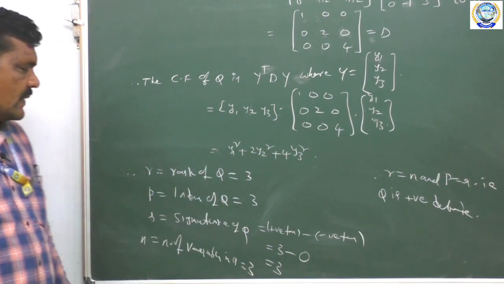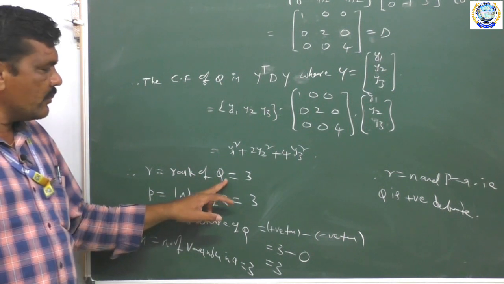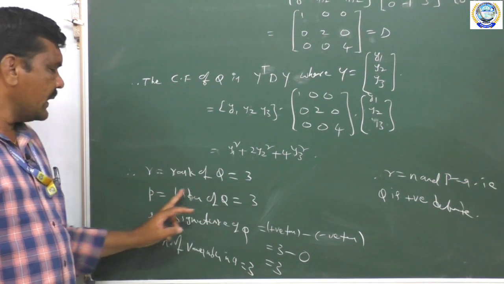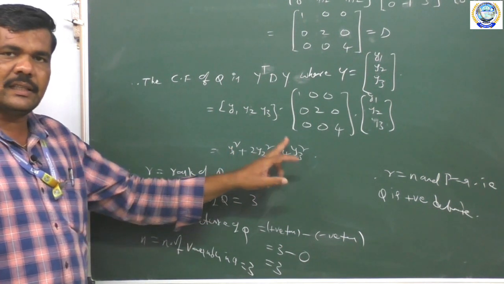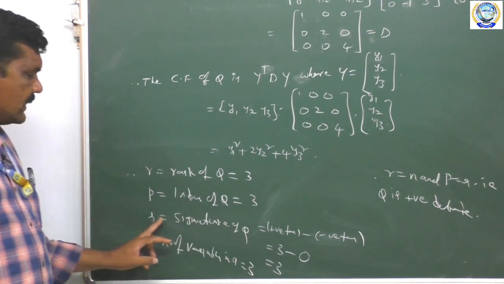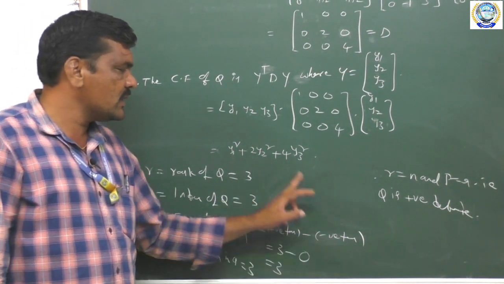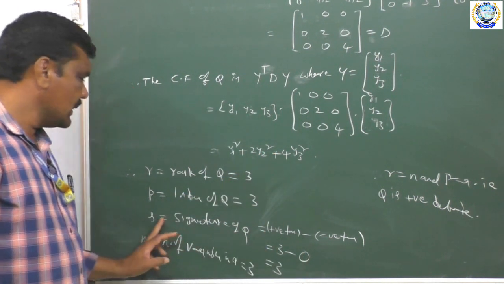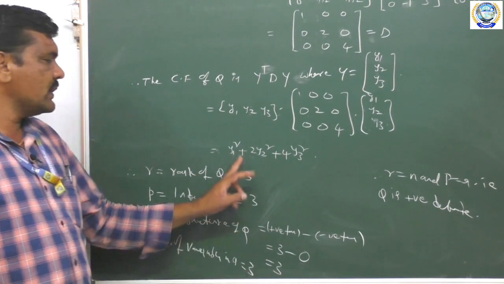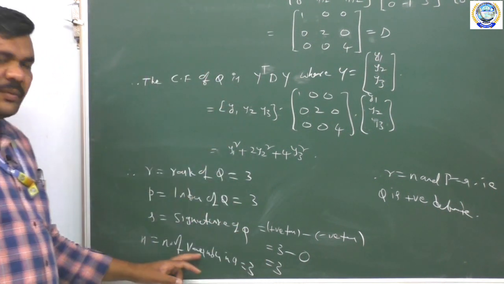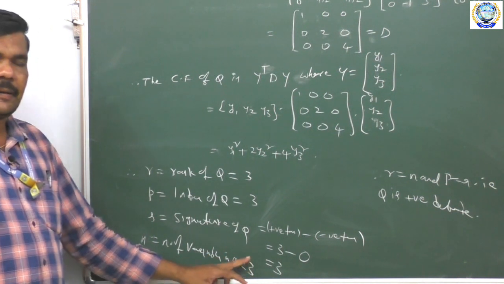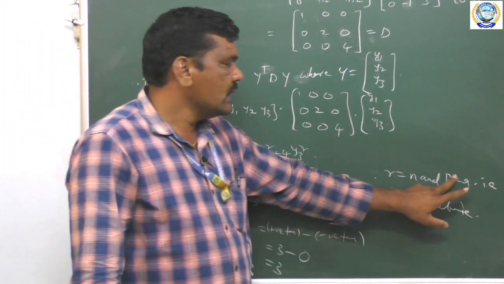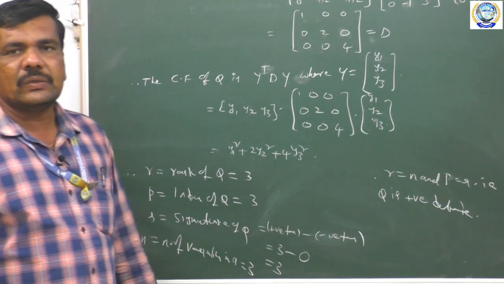From this quadratic form, small r is the rank of Q, that is the number of non-zero terms in the canonical form. There are three non-zero terms, so here rank is 3. And index is the number of positive terms. All these three terms are positive, so index is 3. Signature is the difference between positive and negative terms in the canonical form. There are three positive terms and negative terms are 0, so it is 3. Next, n is the number of variables in Q. In the given quadratic form, there are three variables x1, x2, x3, that is n is 3. Therefore, here we observe that r is equal to n and p is equal to r. This means that the given quadratic form is positive definite.